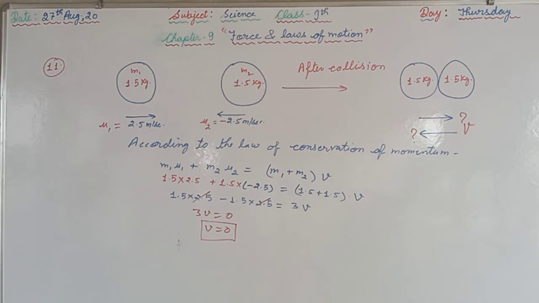13th question, we will discuss that a hockey ball of mass 200 gram traveling at 10 meter per second is struck by a hockey stick, so as to return along its original path with a velocity of 5 meter per second. Calculate the change in the momentum occurred in the motion of the hockey ball by the force applied by the hockey stick. So mass here will be 200 grams and the initial velocity is 10 meter per second.